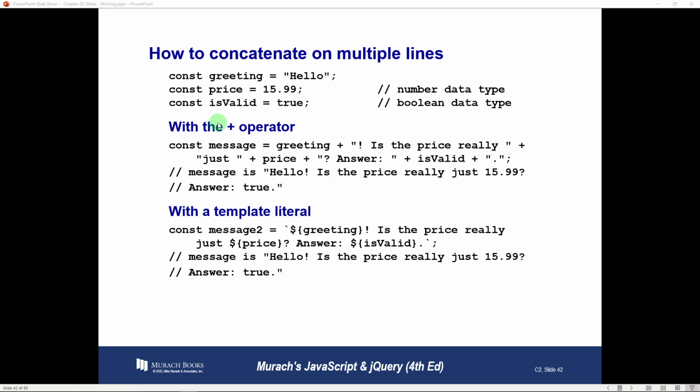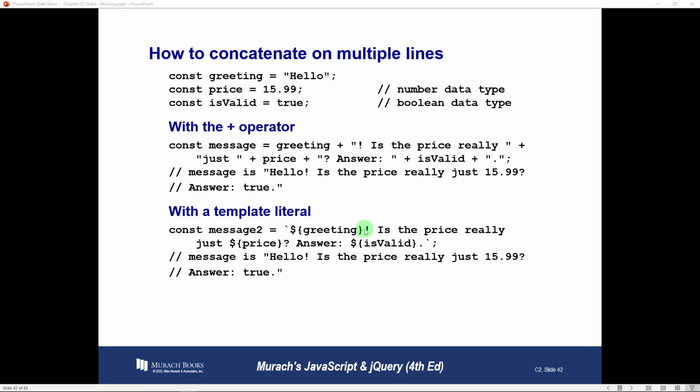Here is the same thing. Instead of using the plus concatenation operator, we're using a template literal. And we have the tick mark here. And then we're substituting in the variables. Greeting, the constants in this case. Greeting is hello. So we're not having to open and close these quotes like we did up here all the time. So we substitute in greeting, exclamation point, is the price really just, and then substitute in the value for price, $15.99, answer, colon, substitute the value for isValid as true.